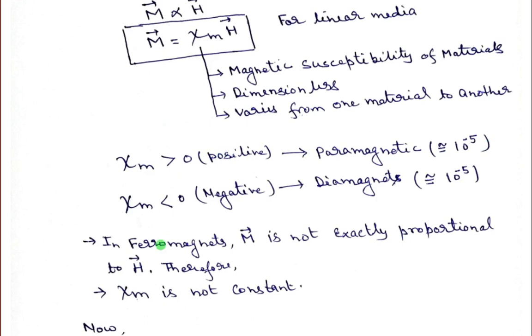But if the value of chi m is less than 0, meaning negative, then that material is a diamagnetic material, meaning it behaves like a diamagnet. The order of chi m, of the order of 10 to the power minus 5, is the same for both diamagnetic and paramagnetic materials. The only difference is that for paramagnets chi m is positive, and for diamagnets chi m is negative.